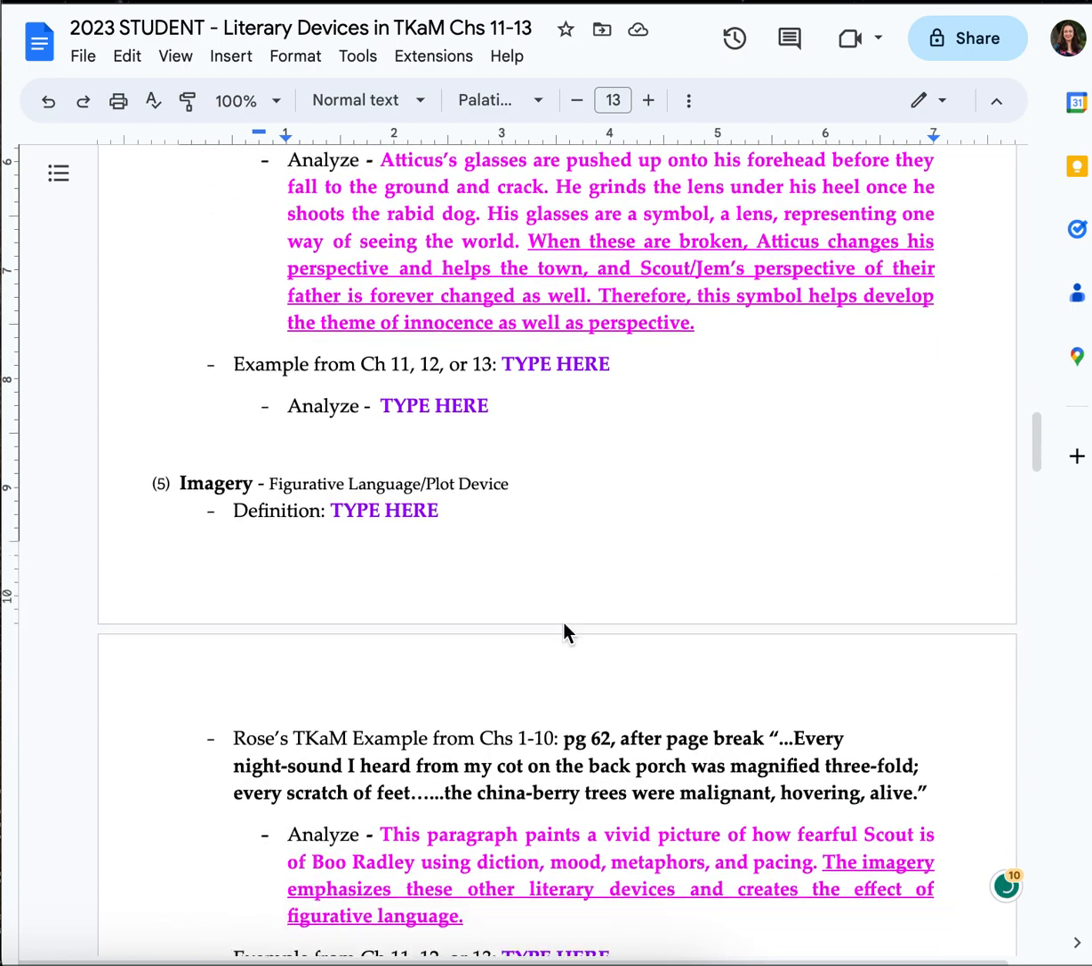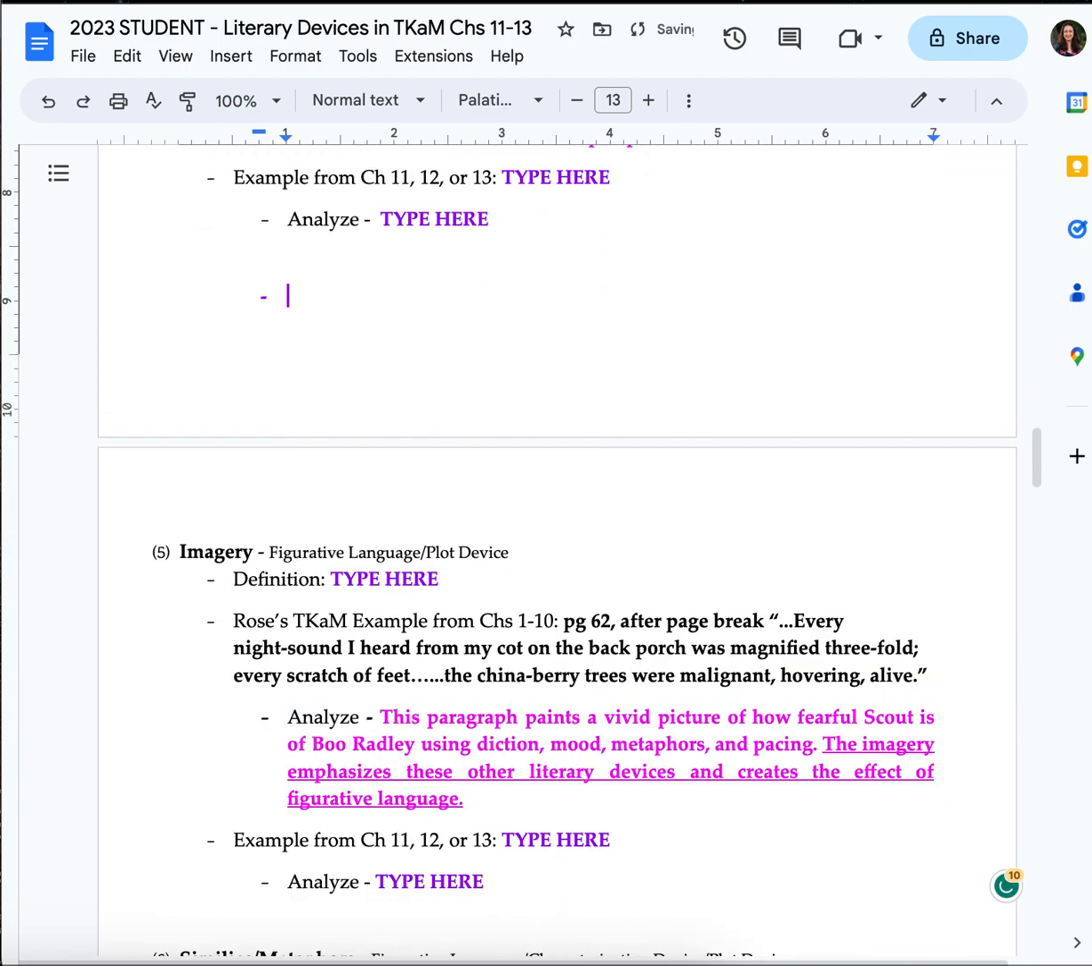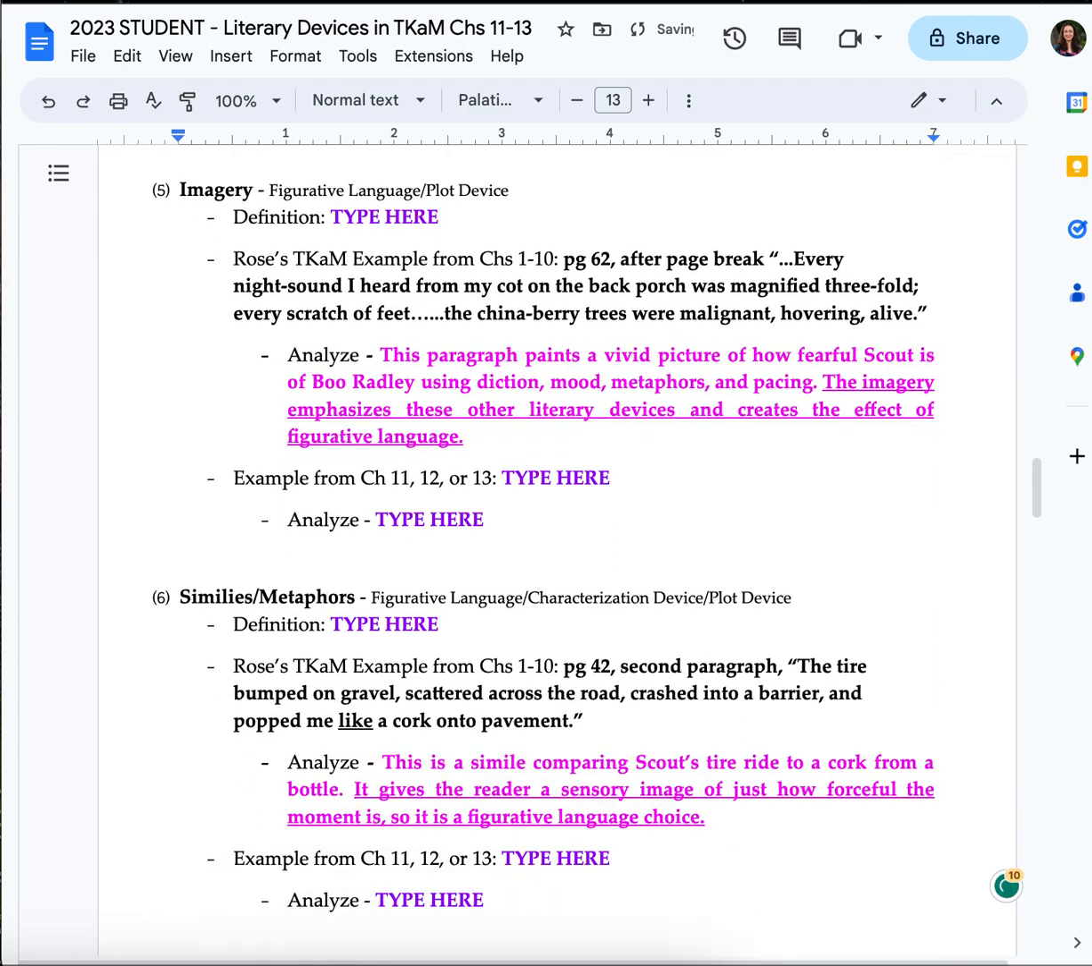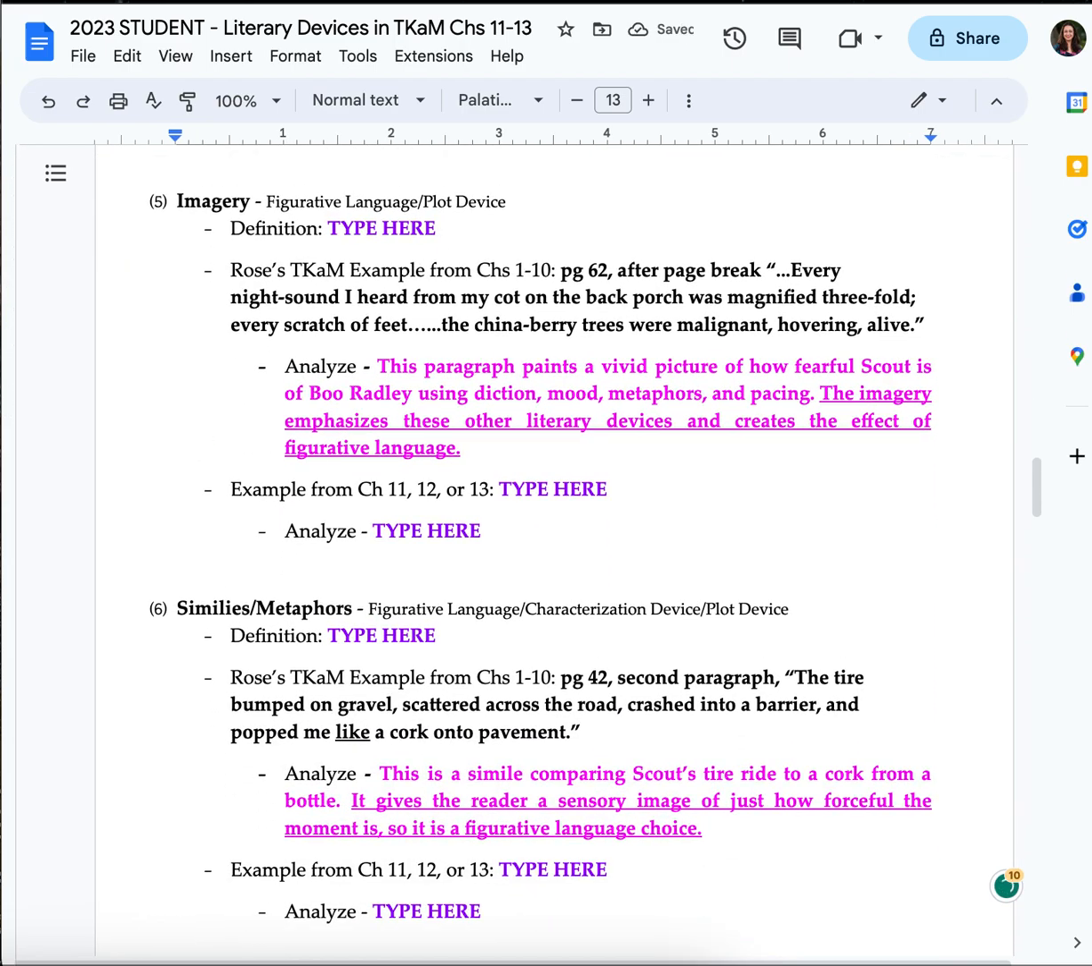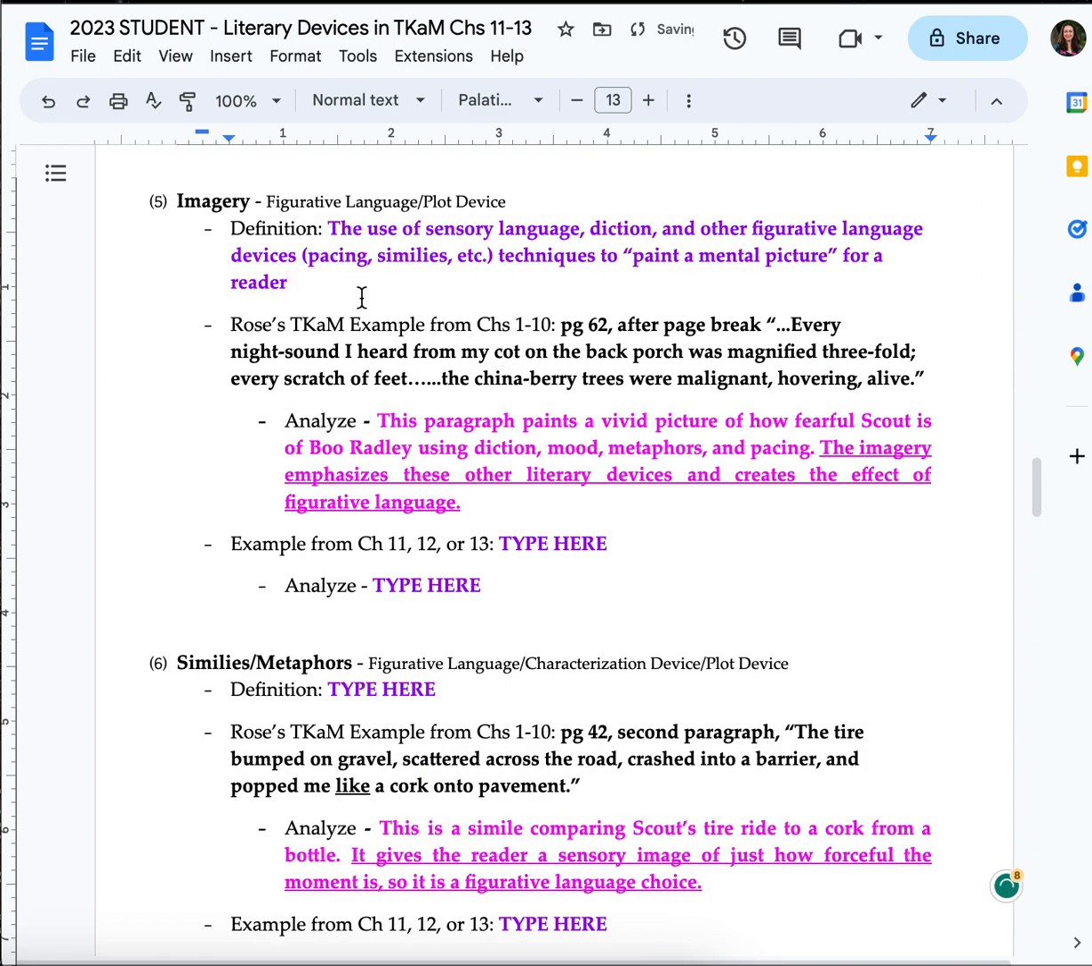All right, imagery. I'm going to create some space so this all falls on one page here. Imagery is a figurative language device as well, but it also helps plot, especially because this is how we see what is happening in the novel. So a lot of times it clarifies what's really going on in the plot. Once more, I'll copy your definition here and I will shush so that you can pause.